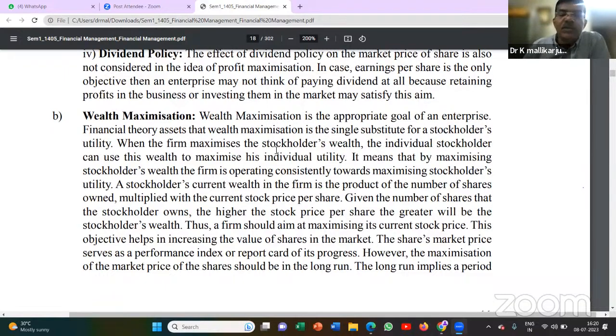So how is it possible? If they take proper decisions and the firm maximizes shareholder wealth, the individual stockholders can use this wealth to maximize their individual utilities. If the value is increased, naturally the share price increases, and the number of shares times the current market price gives the value of the firm. I will give you an example here.